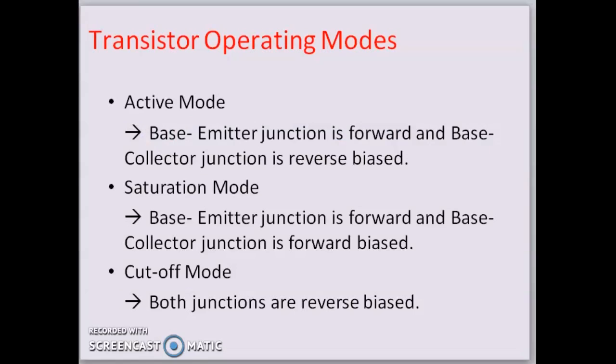There are some operating modes in a transistor. What are those? The first one is the active mode. Active mode is that in which the base-emitter junction is forward biased and the base-collector junction is reverse biased. Saturation mode: in saturation mode, the base-emitter junction is forward biased and the base-collector junction is forward biased. See the difference between active mode and saturation mode. Cutoff mode: in cutoff mode, both the junctions are reverse biased.